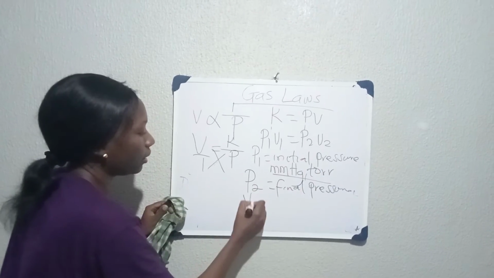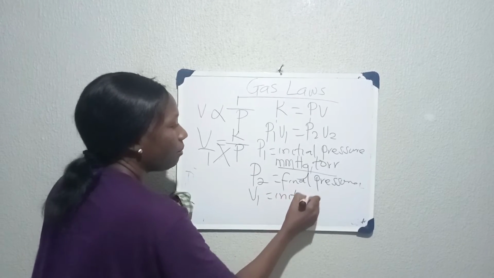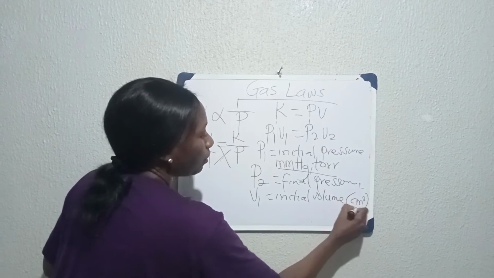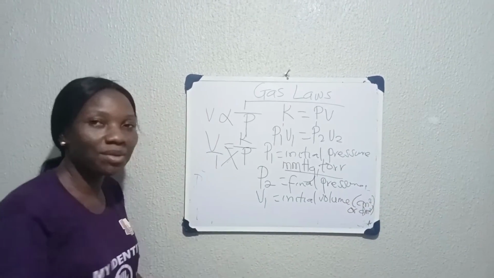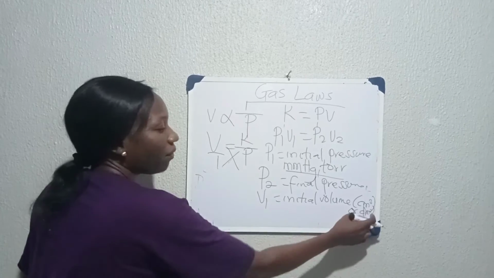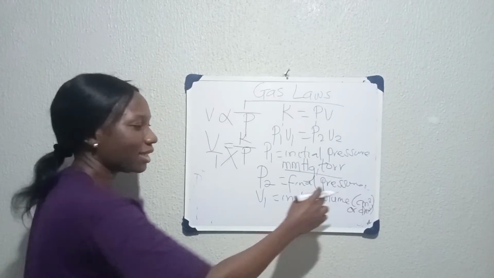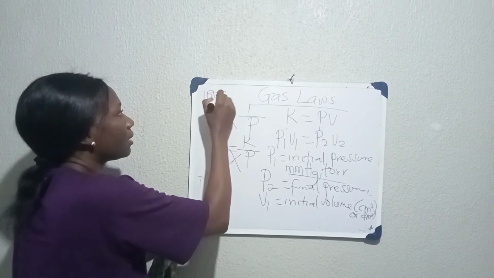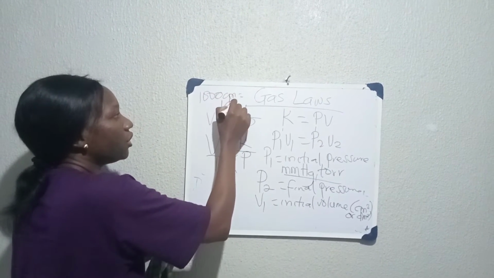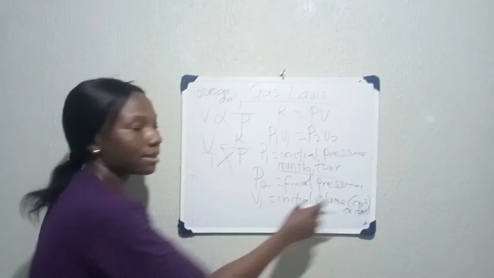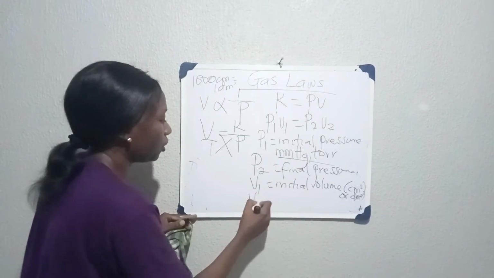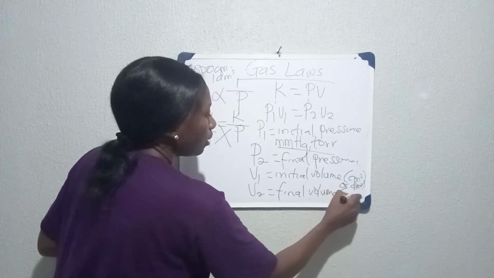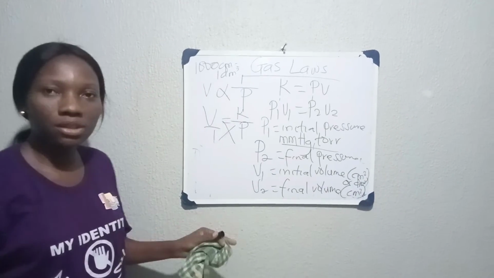Then I have my V1. My V1 means initial volume, which is expressed as centimeter cube or dm cube. So it depends on what you have to calculate. When you convert from cm cube to dm cube, it means you are dividing your answer by 1000, because 1000 cm cube is equal to 1 dm cube. So you can either express it as centimeter cube or dm cube. While my V2 is my final volume. So that is the meaning of this equation.